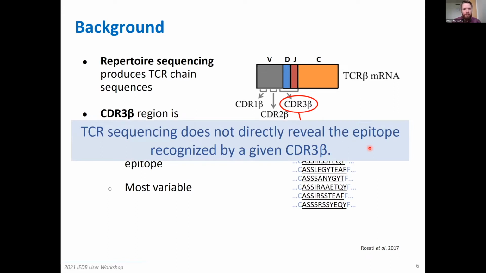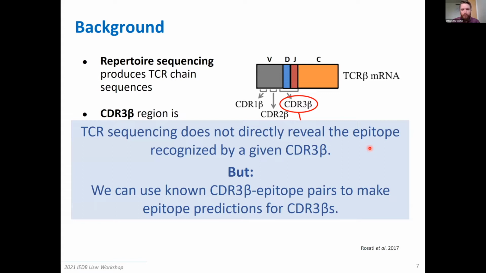Now, one thing about TCR sequencing is that it doesn't directly reveal the epitope that's recognized by a given CDR3 beta. You can do other experiments to help you find that, but on its own, it doesn't tell you anything about what the epitope is. But one thing that TCRMatch is intended to do is to use known CDR3 beta epitope pairs to make predictions for CDR3 beta sequences that you might have from a sequencing run like this.